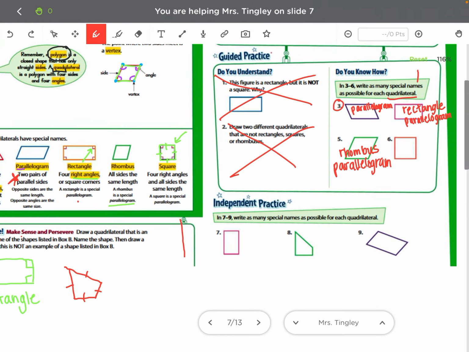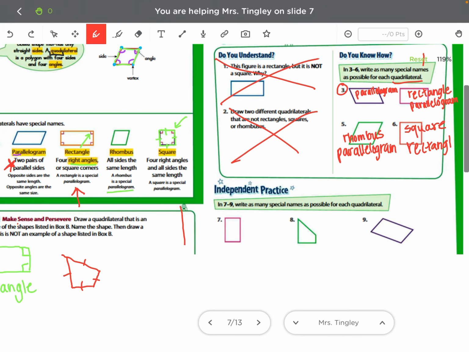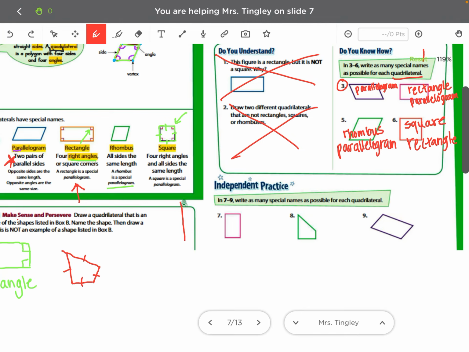And finally, the infamous square. Now, first of all, it is a square because all of the sides are the same, and it has 1, 2, 3, 4 right angles. It is also a rectangle. Any rectangle only needs to have 4 right angles. So it is also a type of rectangle. So a square can be a rectangle, but a rectangle cannot be a square.